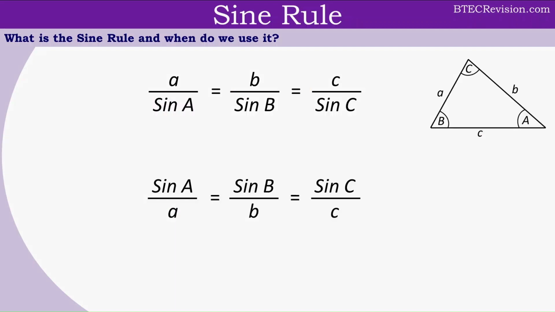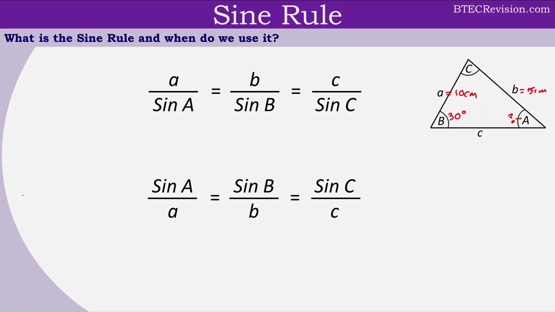We also have a second version of this equation. So we can see this is the reciprocal, and we get sine A at the top. This is what we can use in order to work out the angle. For example, let's take capital A to be the question, and lowercase a is going to be 10 centimeters, capital B is 30 degrees, and lowercase b is 15 centimeters.